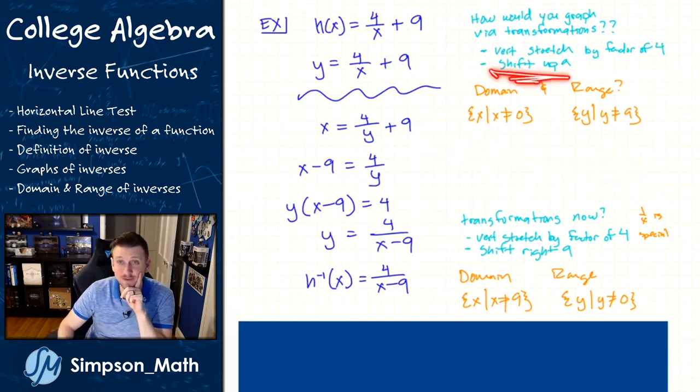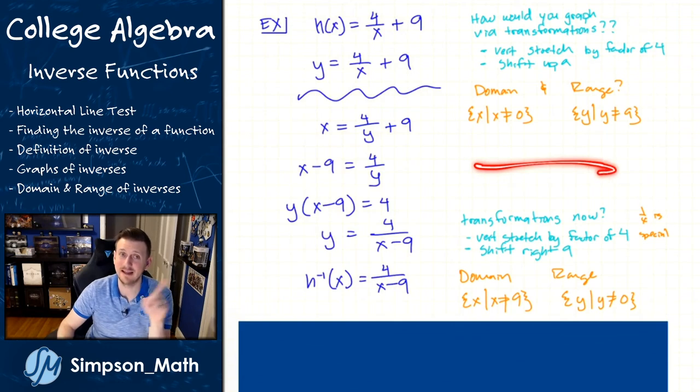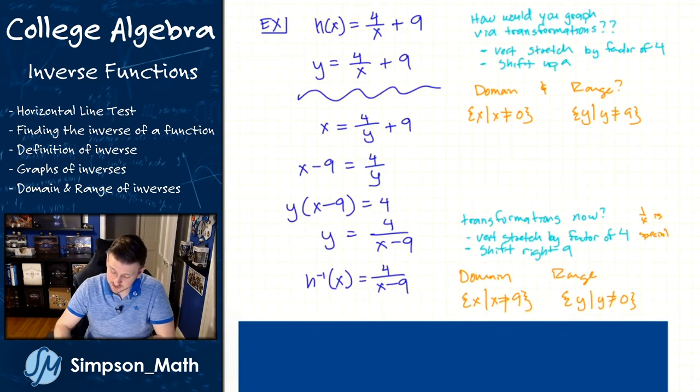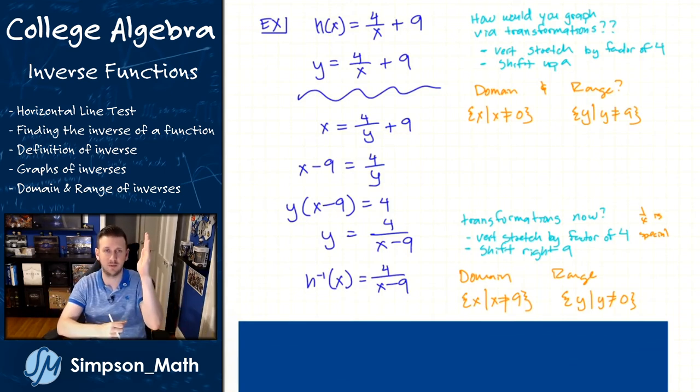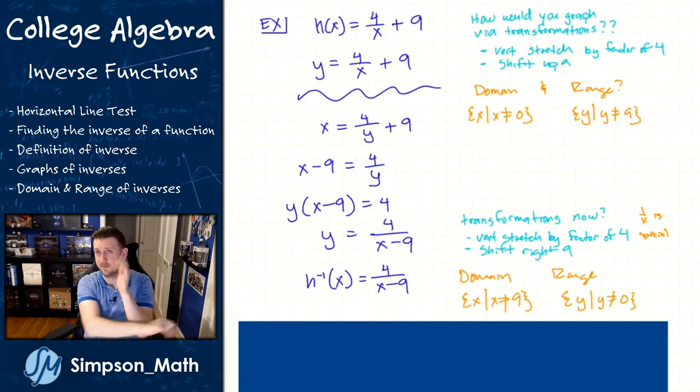So we shift up 9, so that's 9 units in the positive direction, and then we shift right 9, that is 9 units in the positive direction for the x's. So notice it is the same, like, positive versus negative, up goes to the right now. So that's a pretty big deal. Notice that the x's become the y's and the y's become the x's. So positive in the y's is now positive in the x's. All right.